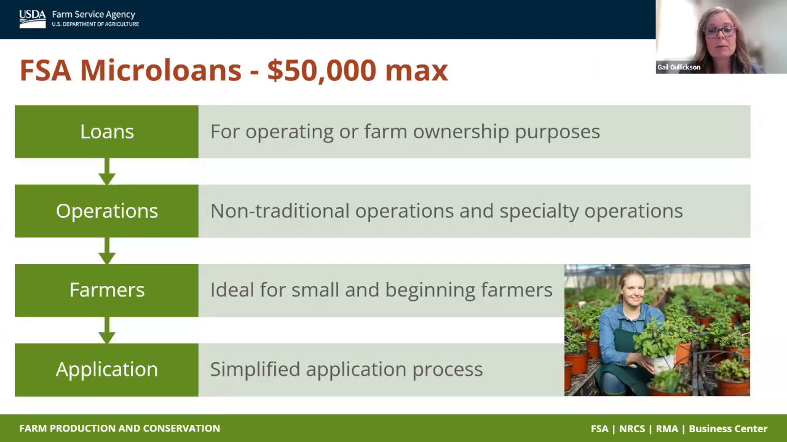Then FSA developed the microloan program to better serve the unique financial needs of small beginning farmers and ranchers, niche operators, or non-traditional farm operations. The microloan application process, like I said earlier, is simpler and requires less paperwork. It's just consistent with a smaller loan amount. Requirements for managerial ability as well have been modified, and loan security for smaller and beginning farmers.